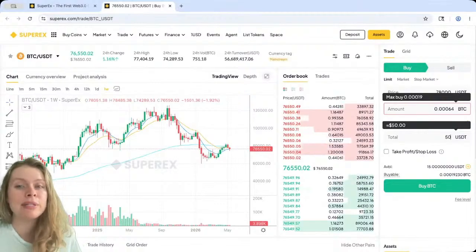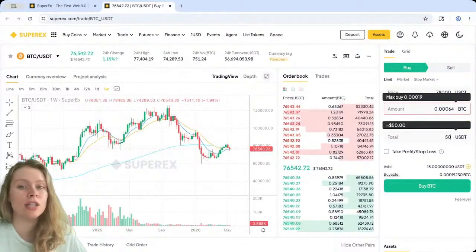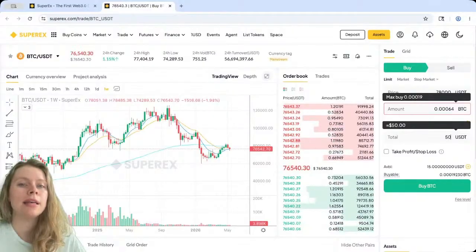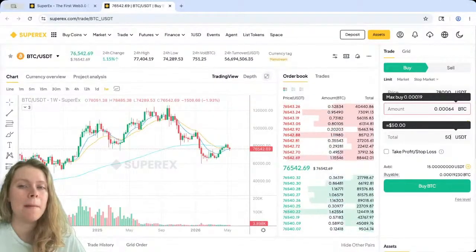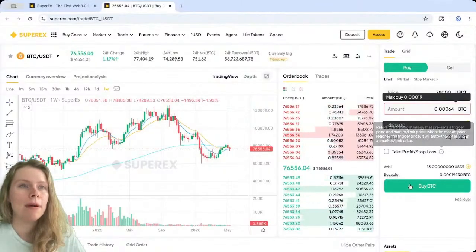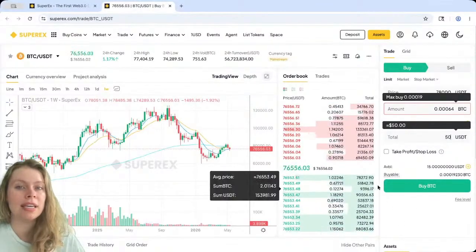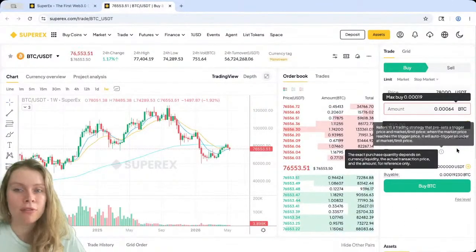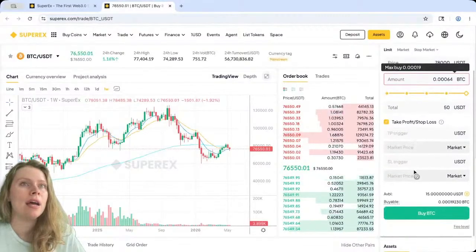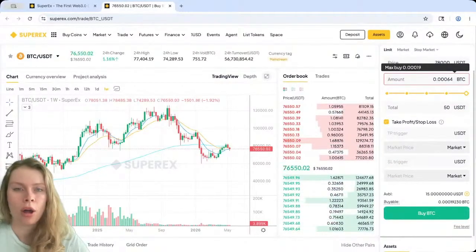All right, now we want to protect ourselves with take profit and stop loss. This is a part that a lot of beginners skip, but I do think it is one of the most important parts. So right above the buy button, you'll see a checkbox that says take profit and stop loss. We're going to tick it. And now a few more fields pop up.